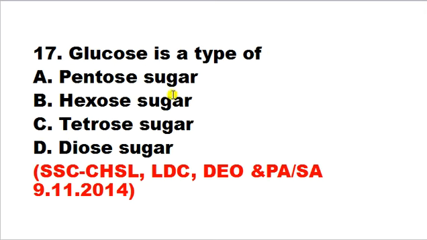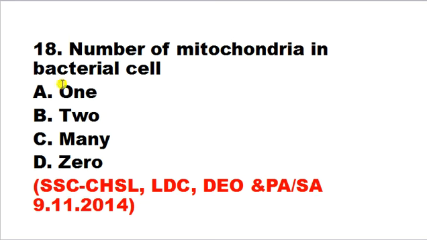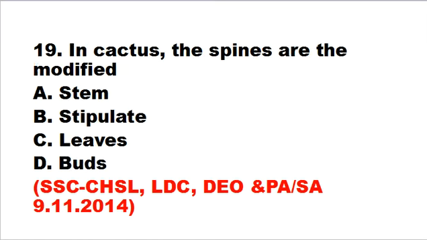Glucose is a type of pentose sugar, hexose sugar, tetrose sugar, diose sugar. So what is glucose? Glucose is a hexose sugar, that means it has 6 carbons in its compound. Number of mitochondria in a bacterial cell: 1, 2, many, 0. So 0 is the correct answer. A bacterial cell doesn't have mitochondria.